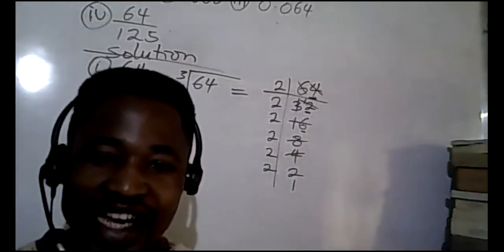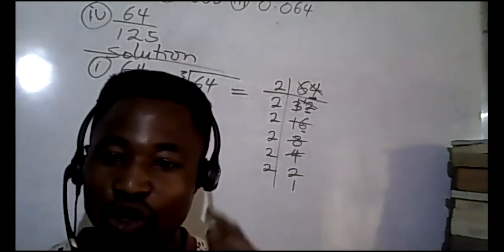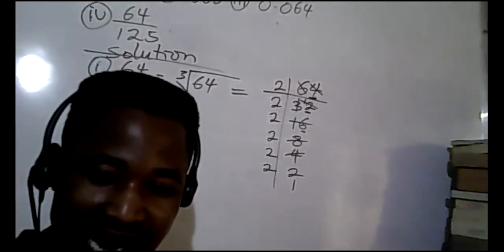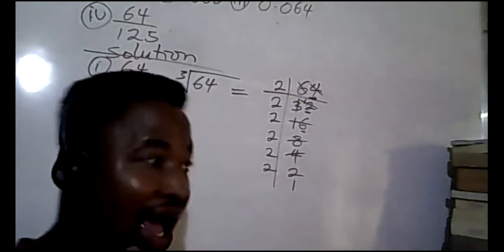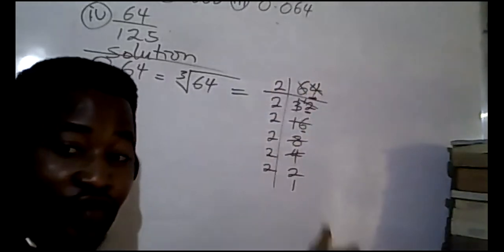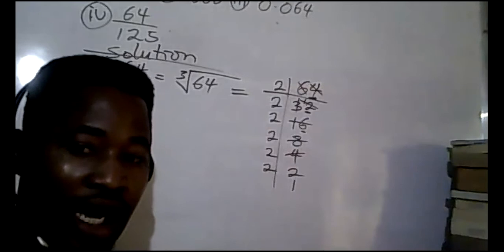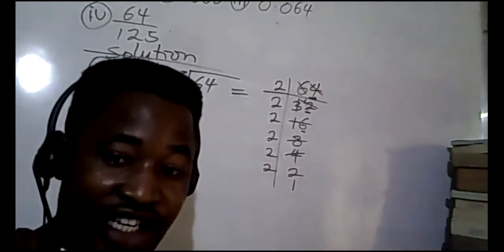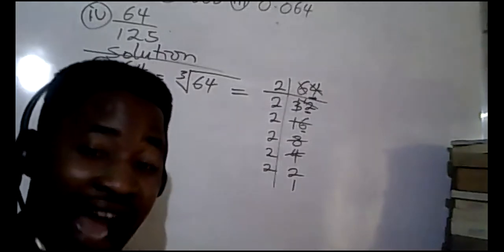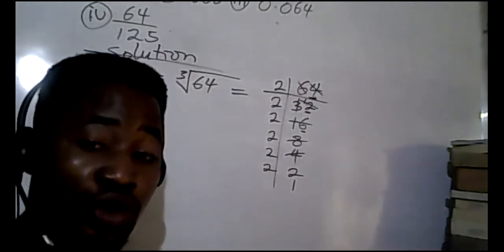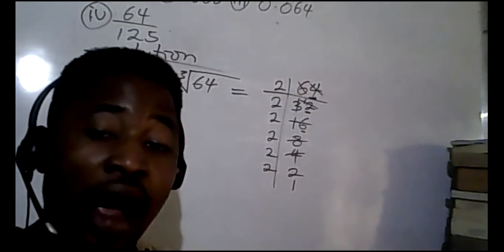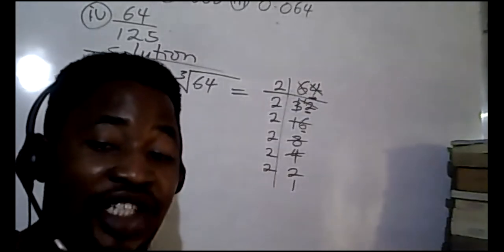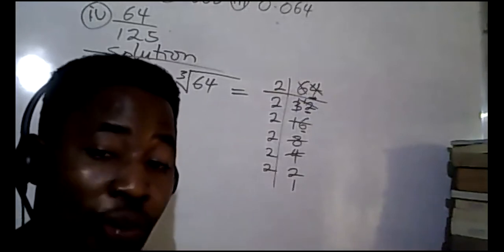Now, here is where you need to listen attentively. In the previous class, we paired. If you were looking for a square root, after doing this you are supposed to pair, that is group in 2s. But now we're looking for cube roots, so you are not going to pair, but you are going to group in 3s. Did you hear me? Grouping in 3s.